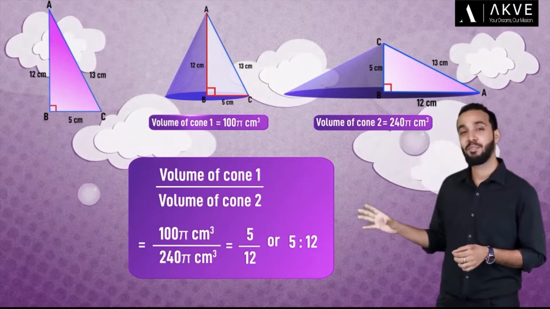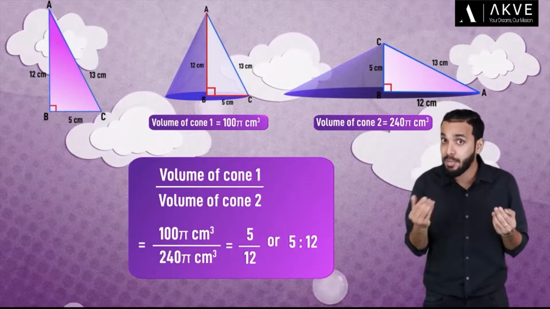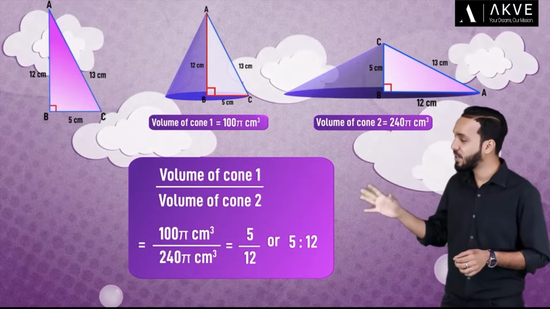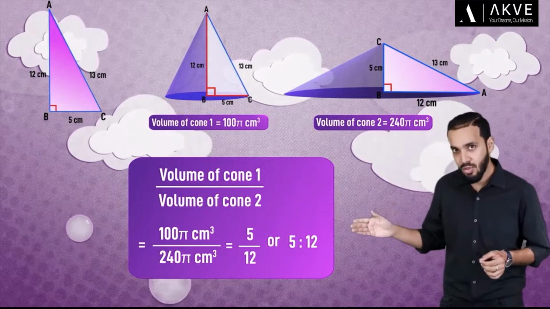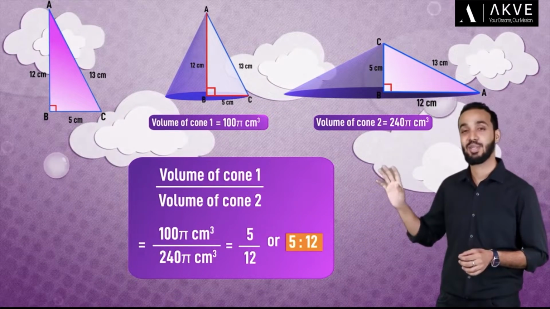is 100 pi cubic centimeters. That obtained by rotating about the 5 centimeter side is 240 pi cubic centimeters. And the ratio of the first volume to the second is 5:12.